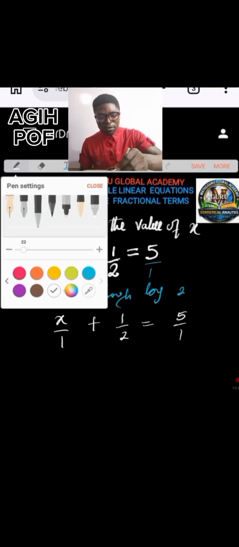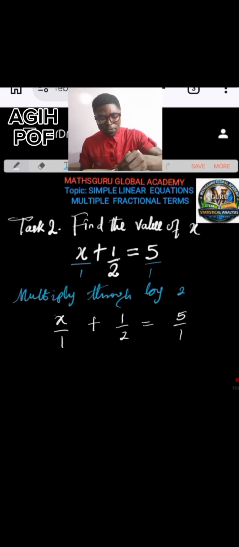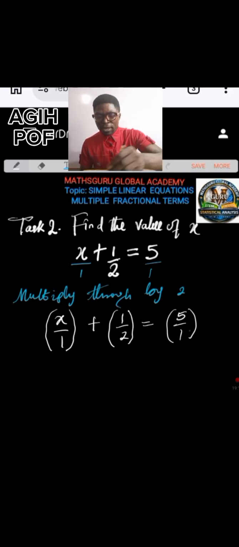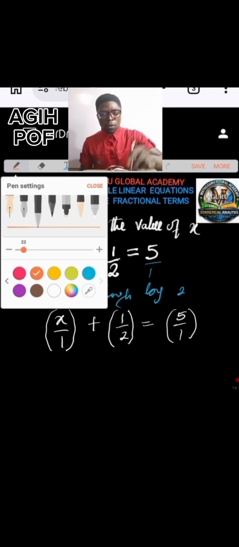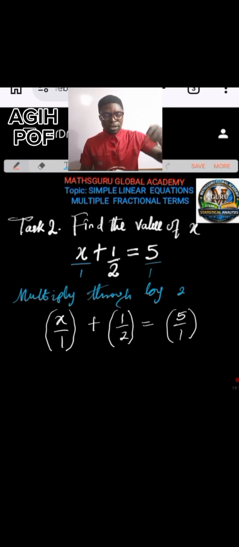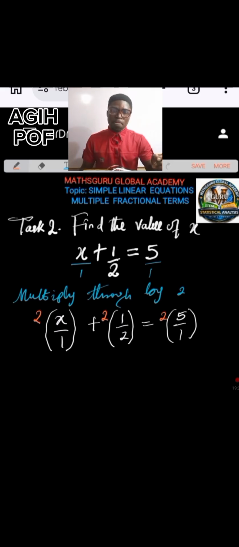So, we are going to multiply through. I'm going to bracket all the terms we have here, and I will multiply each of the terms by 2. Each of the terms I'm going to multiply by 2. So, what will this give us?